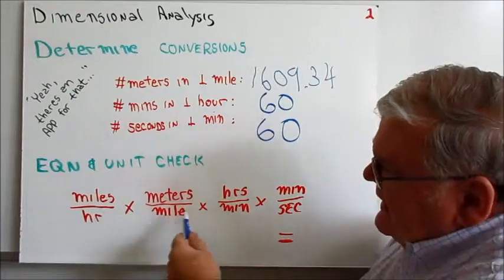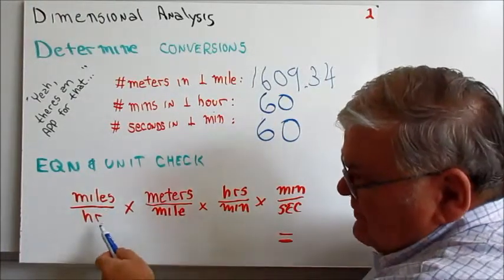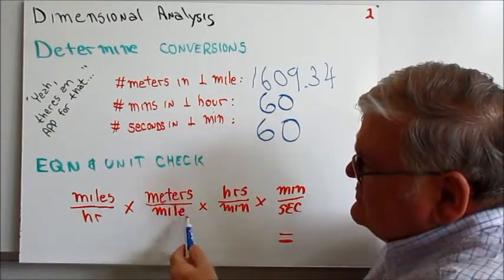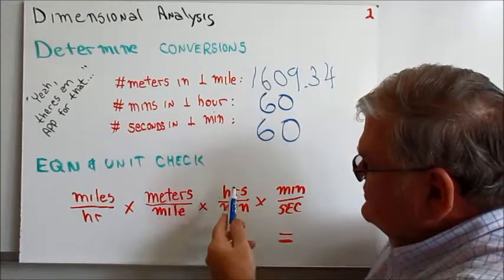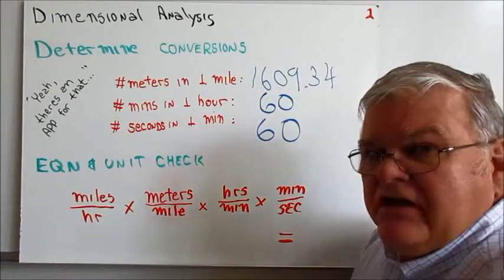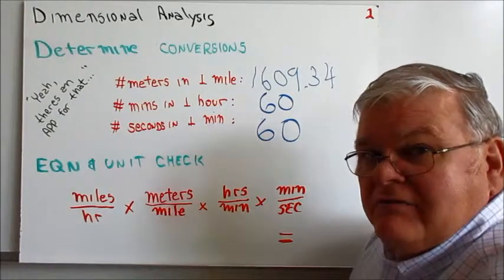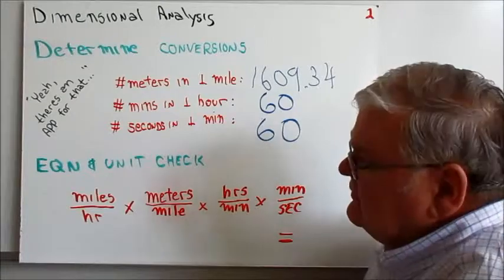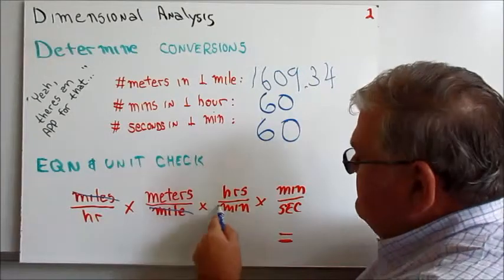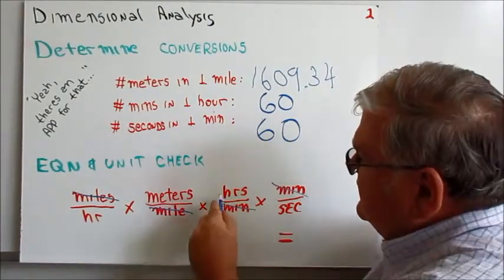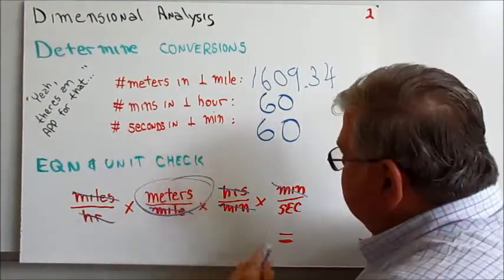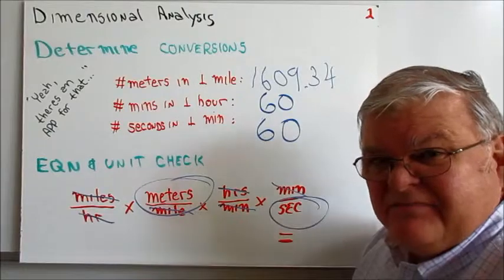Now, I've already laid out how these units will work. We have miles per hour to start with. Then our conversion factor, meters per mile. Then hours per minute and minutes per second. So you have to set it up so that you can treat them just like they're mathematical number equations where they'll cross out. So here, miles goes out with miles, minutes goes out with minutes, hours goes out with hours. You're left with meters per second.